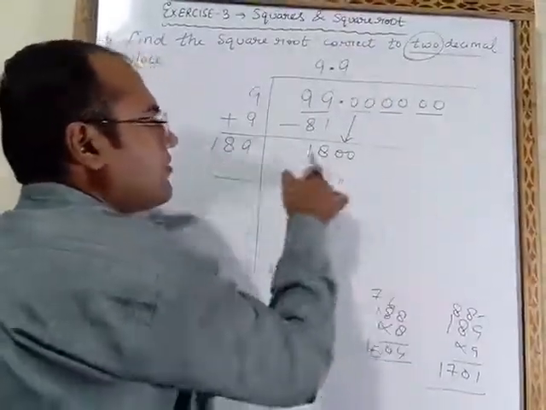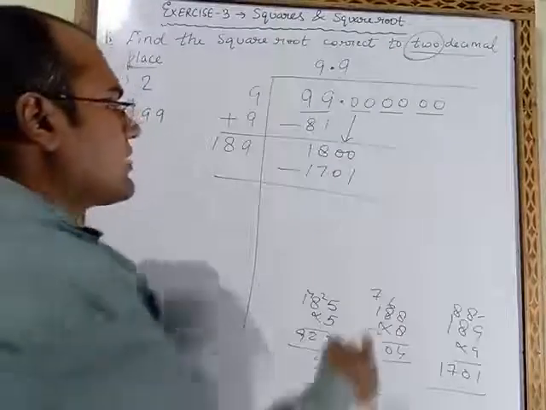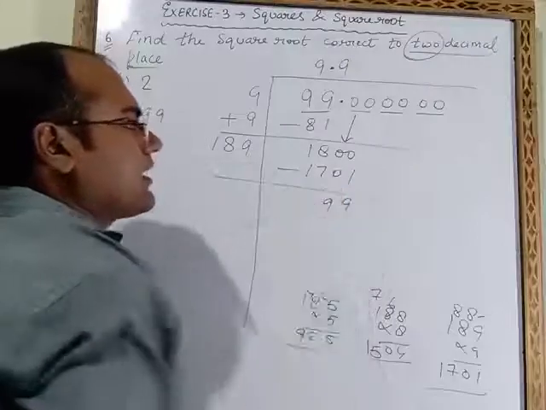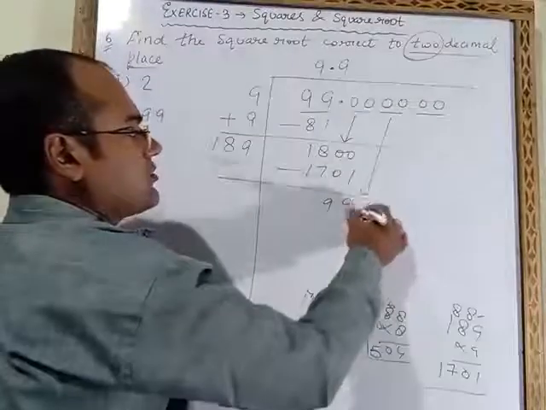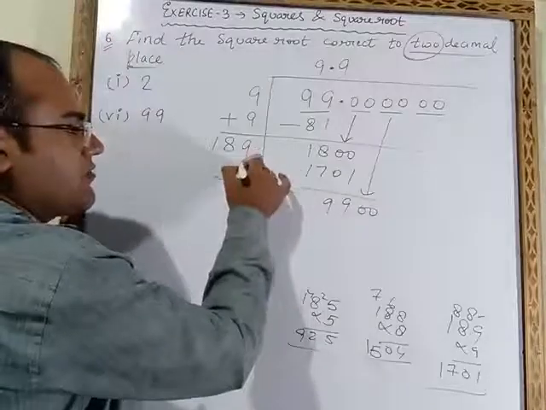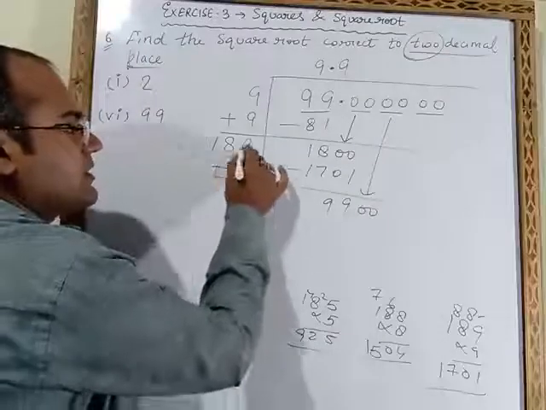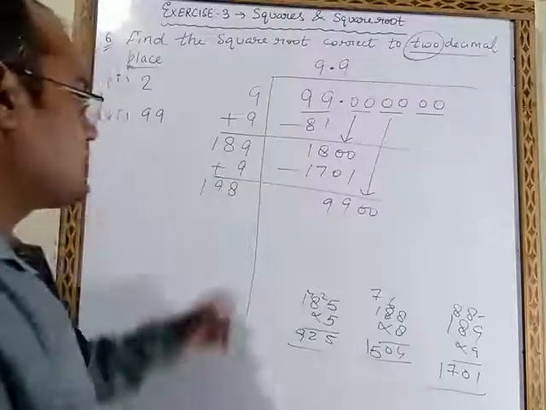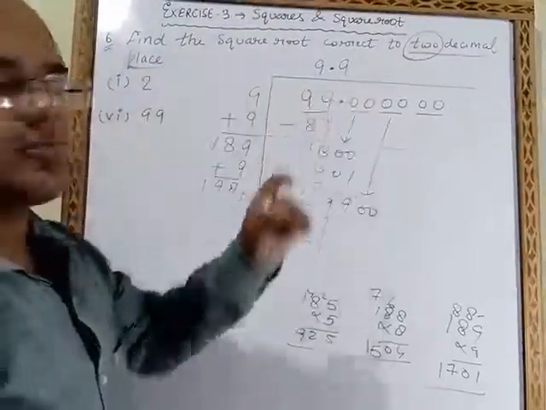1701. Now we will subtract these two numbers. On subtracting, 10 minus 1 will be 9, 9, 99. These two 0s we will take here. The rule is, the number which we write here, we have to add it. So this will become 9 plus 9, 18, 198.